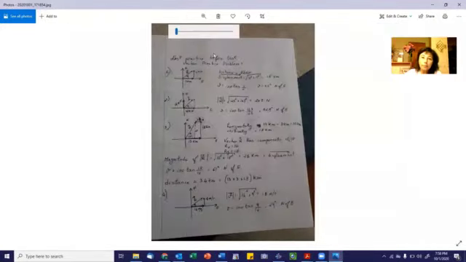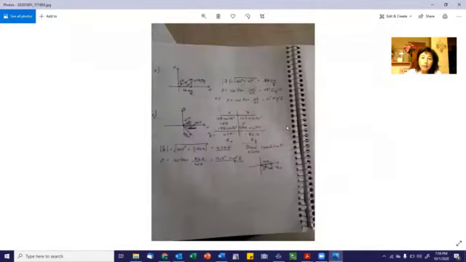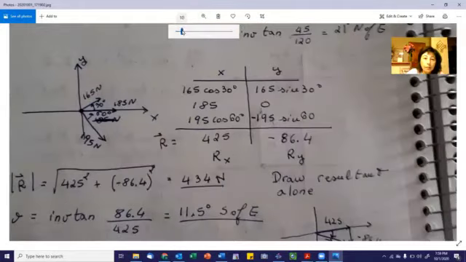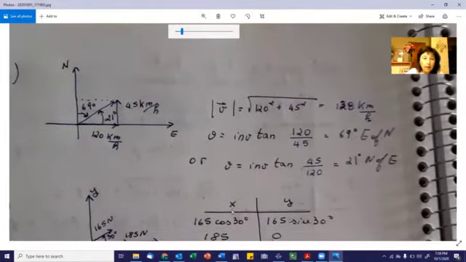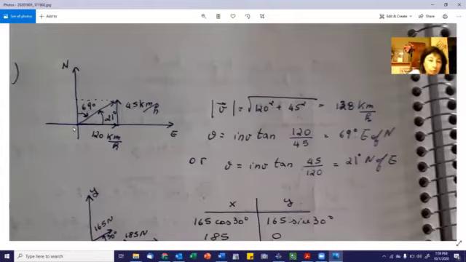Next problem, number 5. You still have those two velocities to take care of. It doesn't matter if this is a river, or wind blowing with the airplane, whatever the problem is about, you still have two vectors to take care of, okay? And you have to calculate the components.